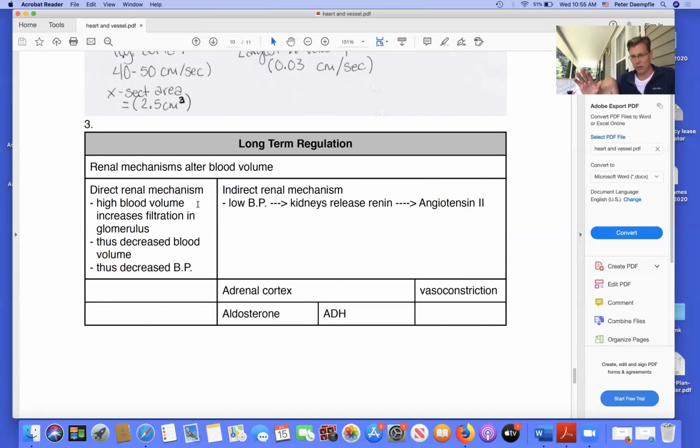You have more blood pressure, you got to pee more, and it removes the blood. It removes water from the blood through the urine and therefore reduces pressure.